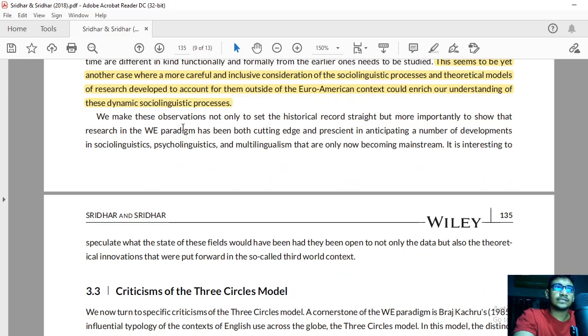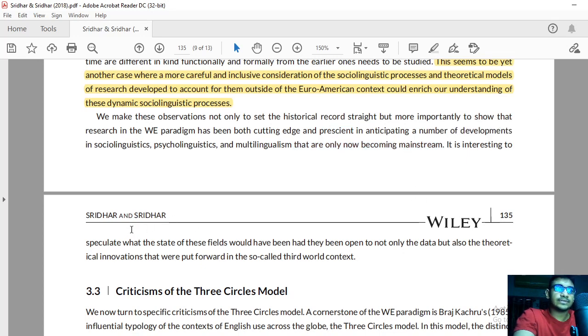We make these observations not only to set the historical record straight, but more importantly to show that research in the WE, or World Englishes paradigm, has been both cutting edge, meaning very new, and prescient, meaning it foreshadowed, or it was very ahead of its time, in anticipating a number of developments in sociolinguistics, psycholinguistics, multilingualism. Again, Sridhar and Sridhar are talking about how the World Englishes paradigm was so revolutionary, that these developments are only now becoming mainstream. So they're only now becoming accepted by most people.